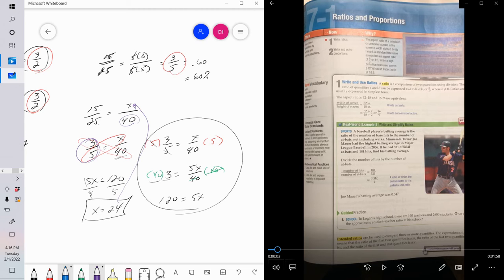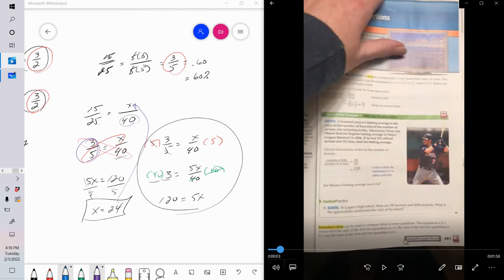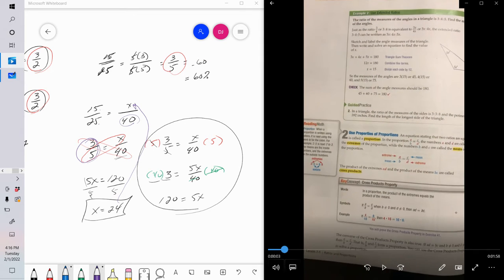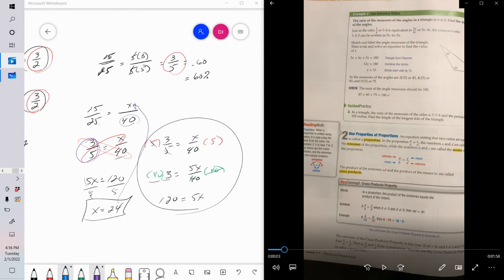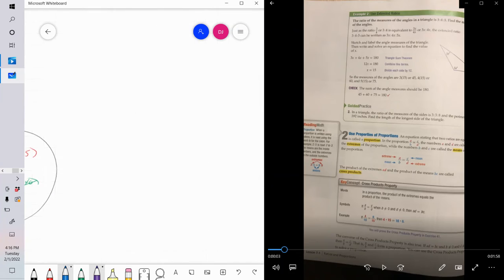Okay, now let's move forward in your textbook here just a bit. Okay, and we're going to apply this to geometry. My pictures of your book here are as good as I have from this video. That's fine. But now you'll notice we've got this triangle. The ratio of the measures of the angles in a triangle is 3 to 4 to 5. Now what's different here, instead of having two values, 3 to 5, the ratio is 3 to 4 to 5.